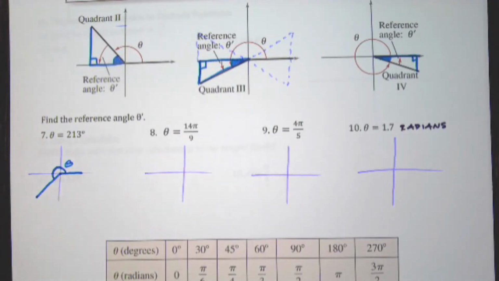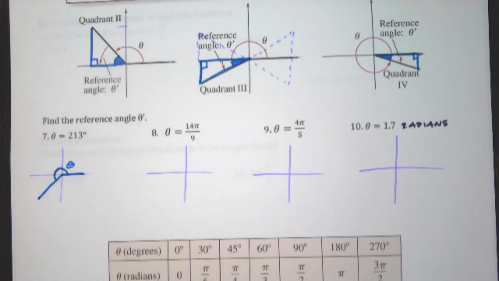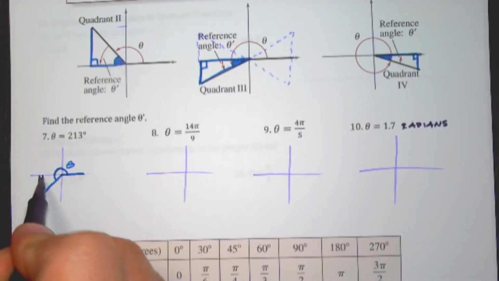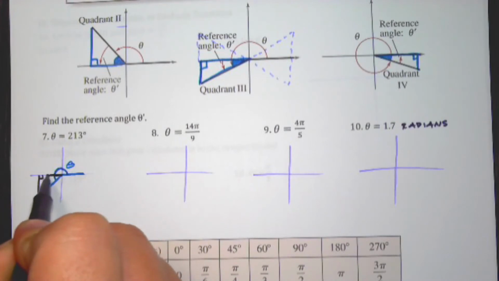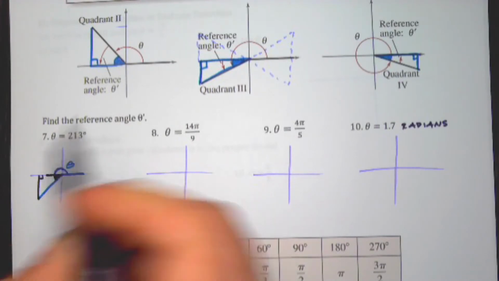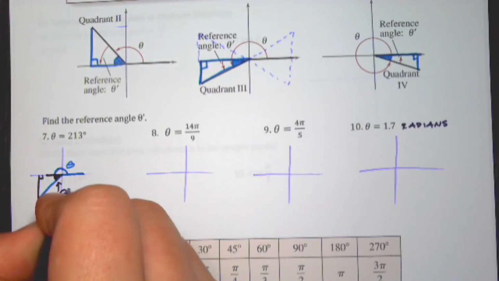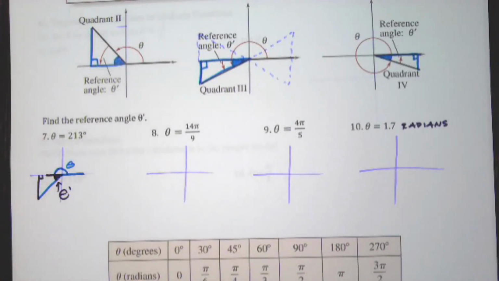Which means as I move myself up to form that right triangle, the theta prime, or that reference angle I want to find, is this little one right there. That's the theta prime I'm looking for. Now, before we find it, I'm just going to give you guys a tip right away on a fast way to approach this.